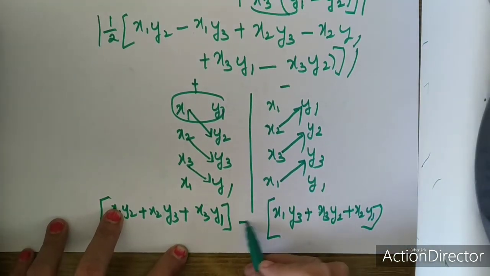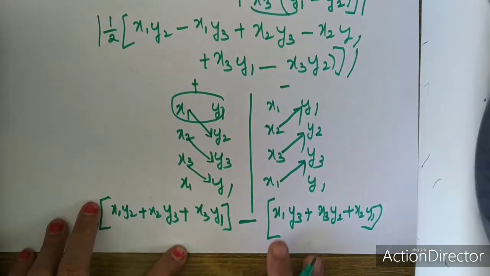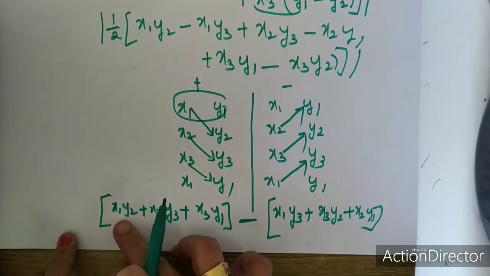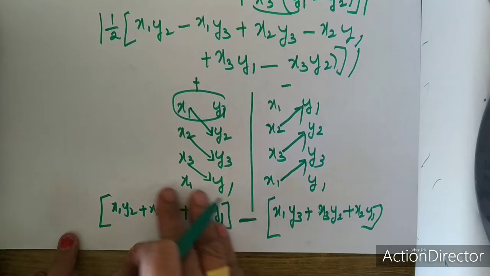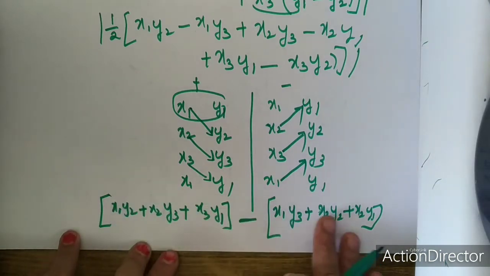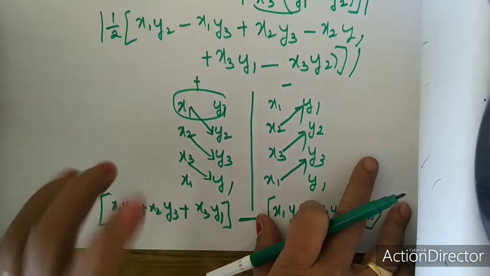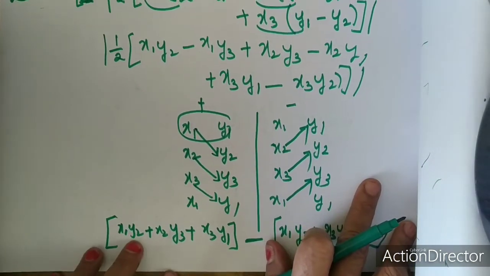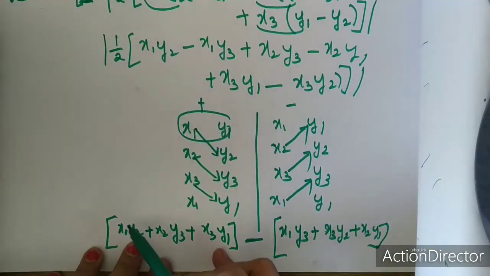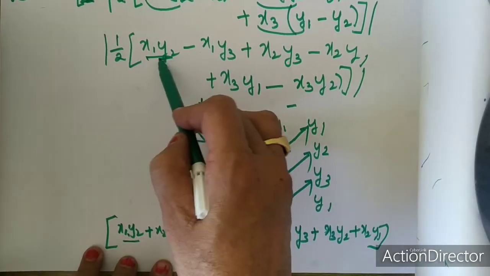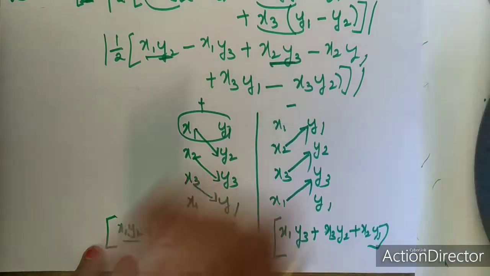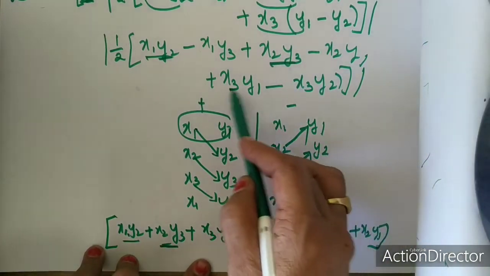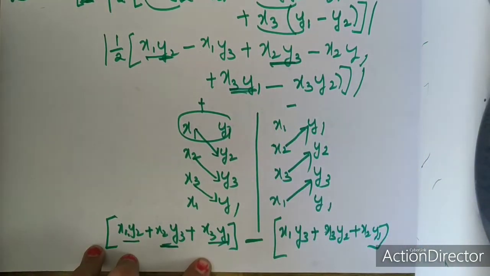Now I am going to subtract these two brackets. After putting in the values, I add them over here, and here also after putting, I add them. Both answers I subtract. You may worry whether I got all the values. See, x1, y2 is here, and here also. x2, y3 is here and here. x3, y1 is here, and here also.